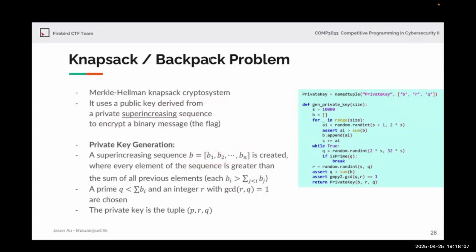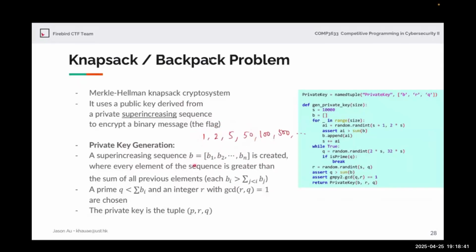For example, if I have 1 here and 2, so the third one must be greater than 3, so maybe it's 4 or 5, okay. And the next one would be maybe 50, and maybe the next one is greater than the sum of all the previous, maybe it's 100, and maybe this is 500. Okay, so this is a super increasing sequence, because each number is greater than the sum of all the previous numbers. And we get this super increasing sequence as B here.